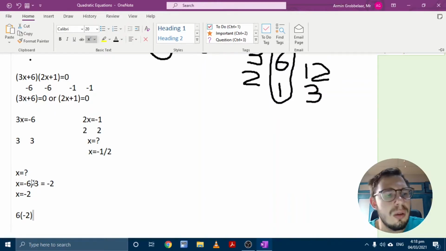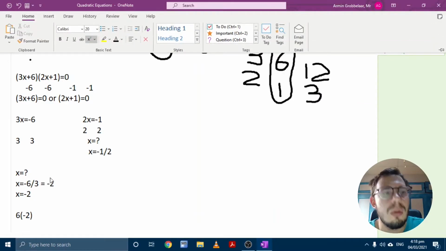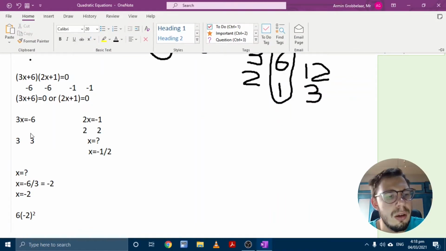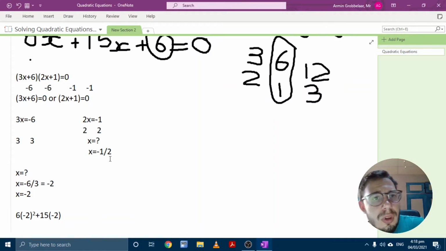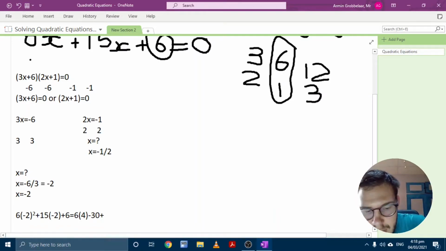squared, plus 15 times minus 2, plus 6 is equal to, now minus 2 squared is just 4, so I'm left with 6 times 4, minus 2 times 15 is minus 30, so I'm left with minus 30 plus 6.